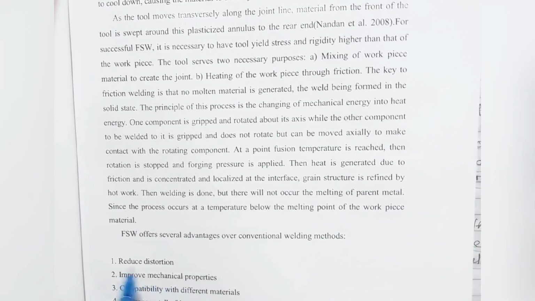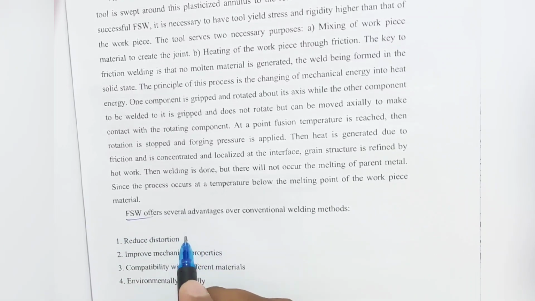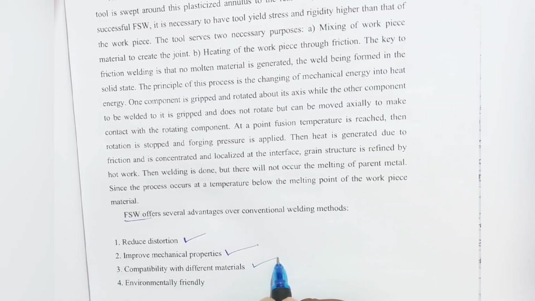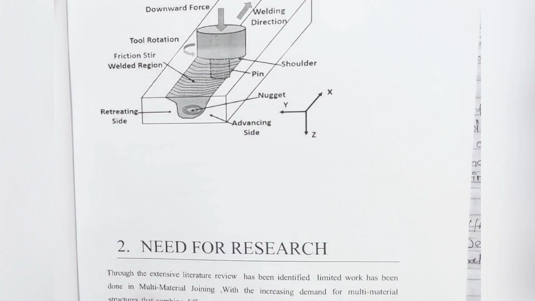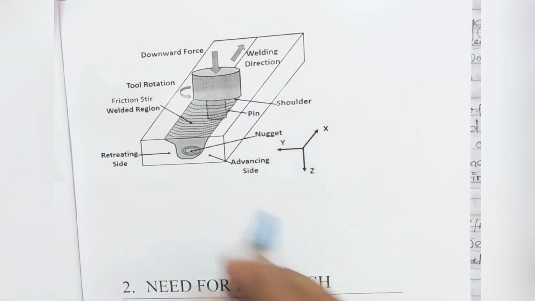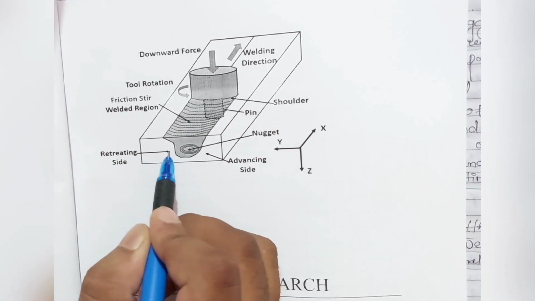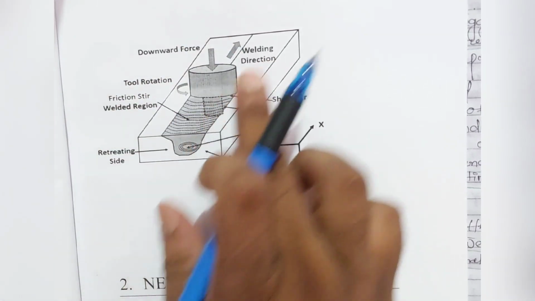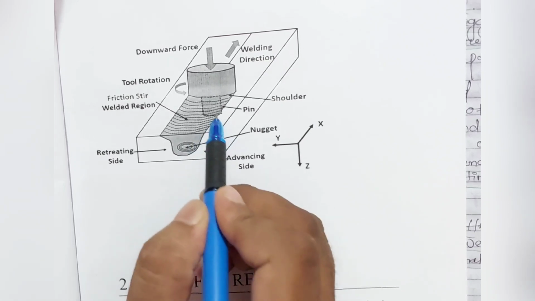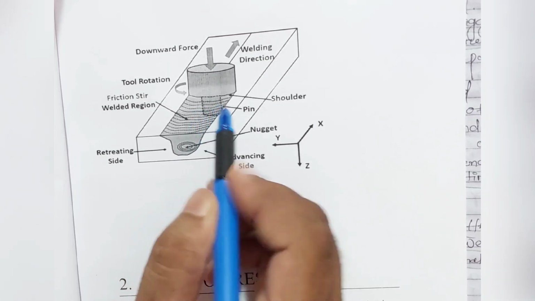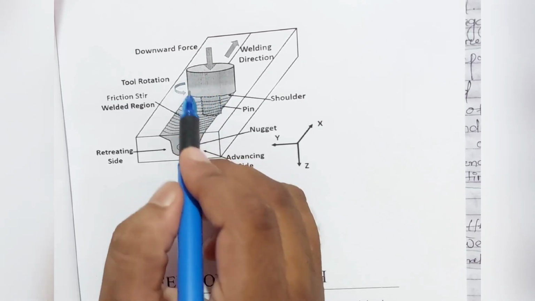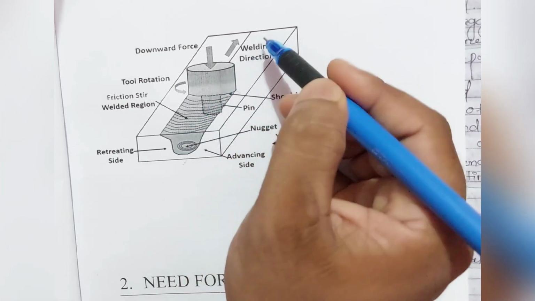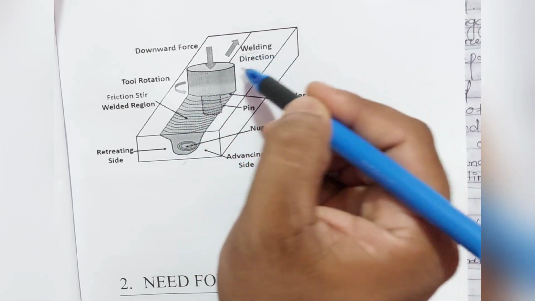Friction stir welding reduces distortion, improves mechanical properties, has compatibility with different materials, and is environmentally friendly भी होता है. So you can see this diagram. Here this side is known as the retreating side, and this side is known as the advancing side. This is the pin, which is plunged inside the metal, and this is the shoulder of the tool. So this is the welding direction, from here to here.